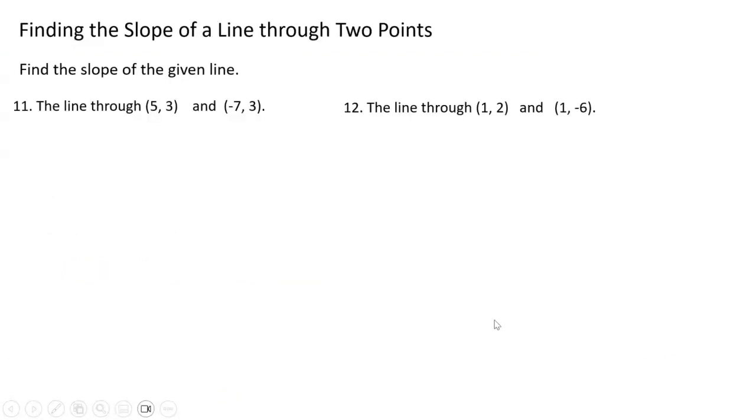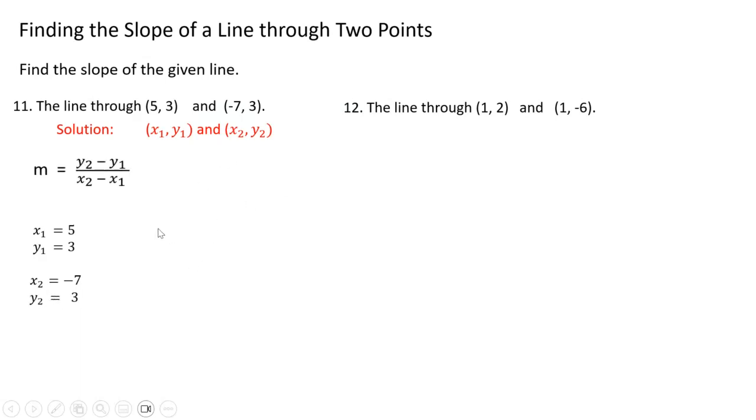Let's do another one. The x1 is 5, y1 is 3, x2 is negative 7, and y2 is 3. There's my x1, my y1, my x2, and my y2. Let's plug them into the formula. You notice we're going to get 0 over negative 12, so the slope will be 0.